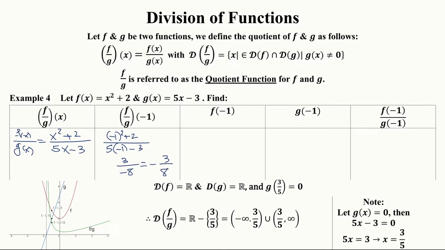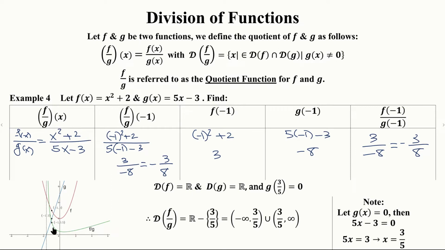Okay, now what if we calculate it directly without having to go through all that? We can just figure those two out and then divide them to get f over g of -1. All right, so f of -1 is going to be -1 squared plus 2, which is 3. G of -1 is going to be 5 times -1 minus 3, which is -8. So of course, f of -1 divided by g of -1 is going to be again 3 over -8, which is -3/8.